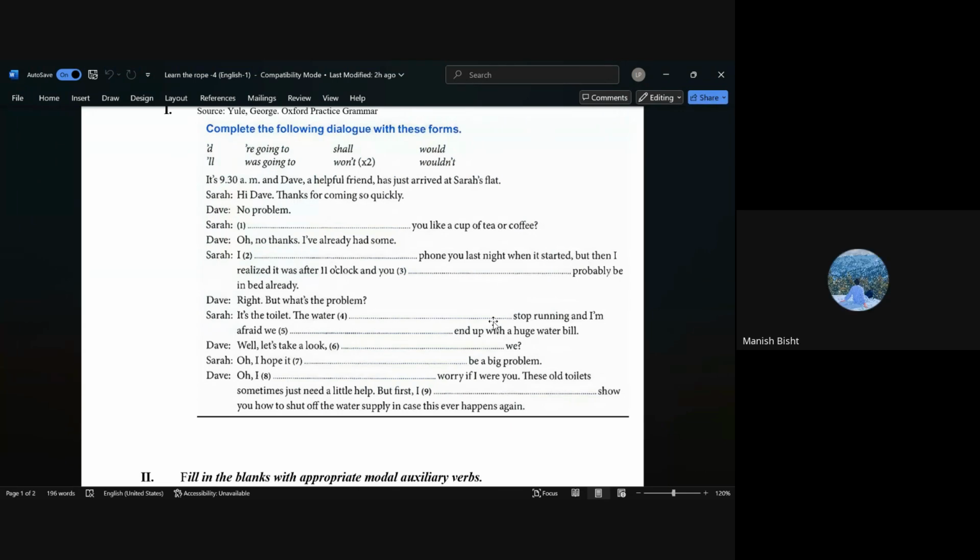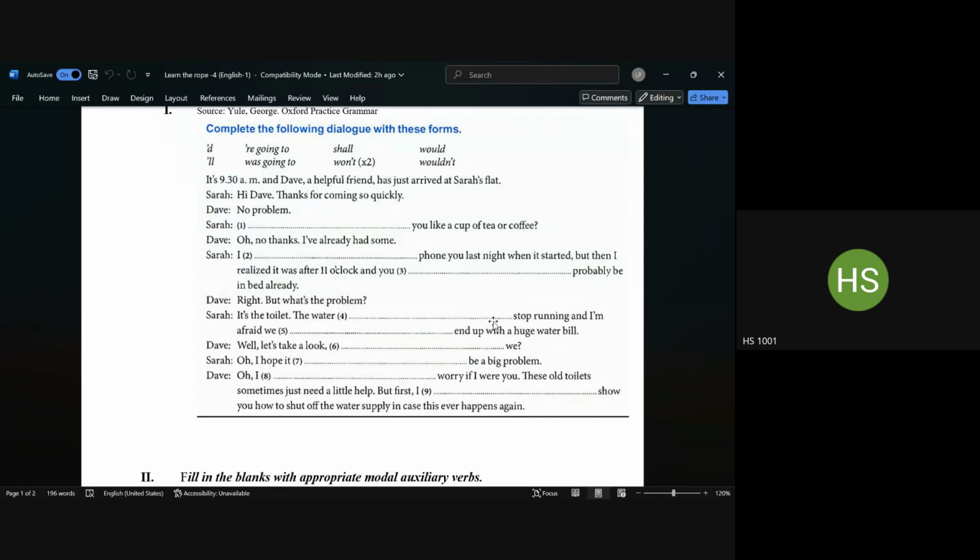You would be. You would probably be in bed already. So what is would used here as? Is it hypothetical, or is it again the politeness element? You would probably be in bed already. Politeness again, right? It's not showing any hypothetical situation here. Dave: Right. But what's the problem?